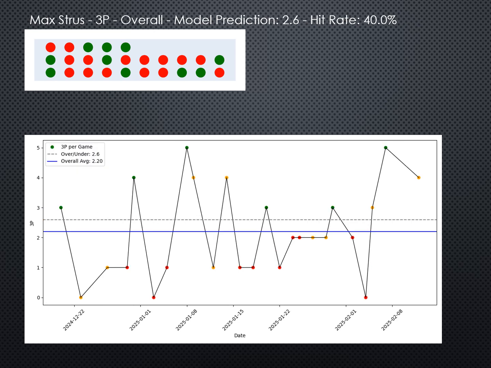Right, another Cleveland shooter with 3-pointers. We got Max Strus, and we got him at 2.6. So he's hit 3 or more in 40% of his overall games. Hit in the last 3 games. Hit in 4 out of the last 6. So let's go ahead and see how he does location based.